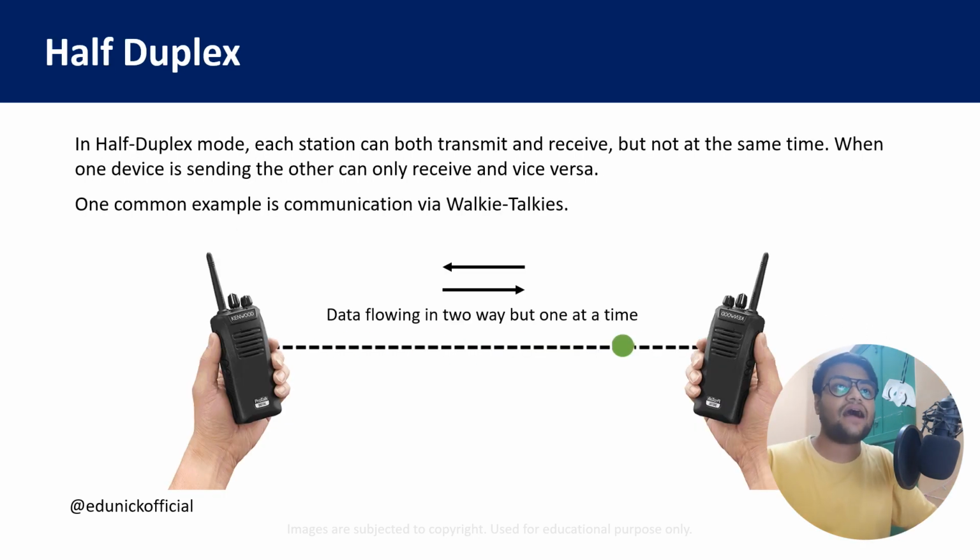Next one is half duplex. In half duplex, one can send and the other can receive, as well as the other can send and the first can receive. So both can happen, but not at the same time. Okay, so in half duplex mode, each station can both transmit and receive, but not at the same time. So you can see the example in a walkie-talkie.